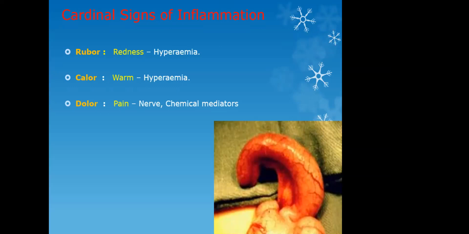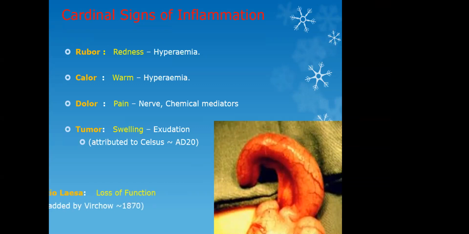The third thing is dolor, meaning pain. You will feel pain in that particular area. Number four is tumor, swelling, because an excessive amount of fluid comes from the blood vessel into the interstitial tissue, so the whole area becomes edematous. All these four signs were discussed about 20 AD by Celsus. Celsus is supposed to be the father of medicine. So the inflammatory process is not new. It was discussed 2000 years ago also, right?